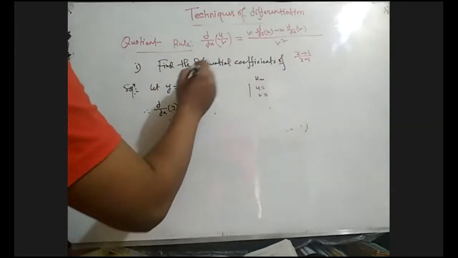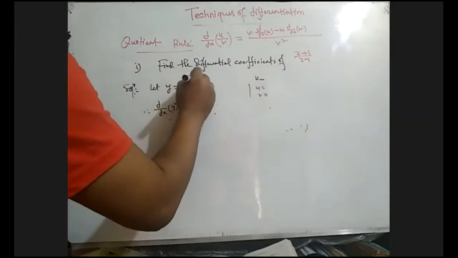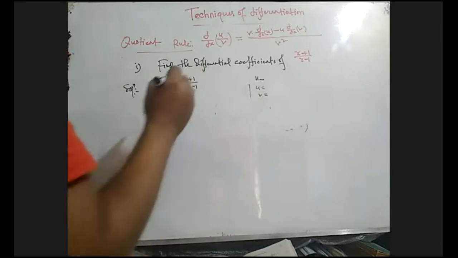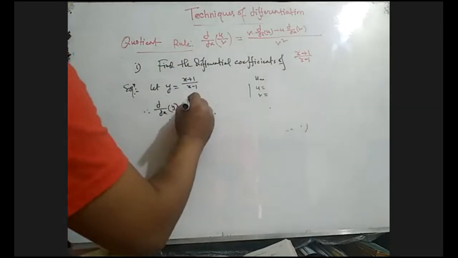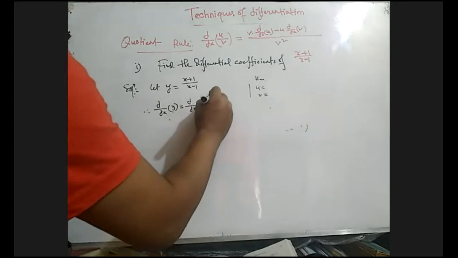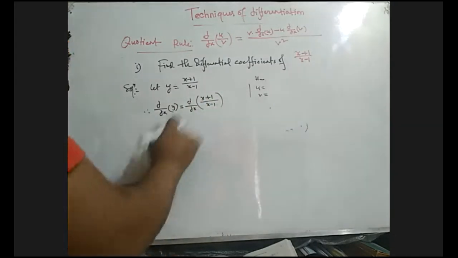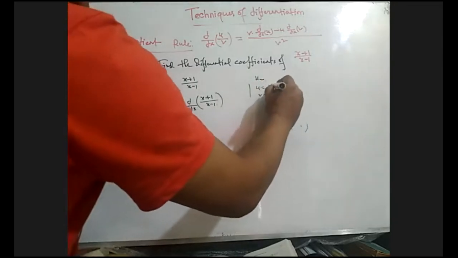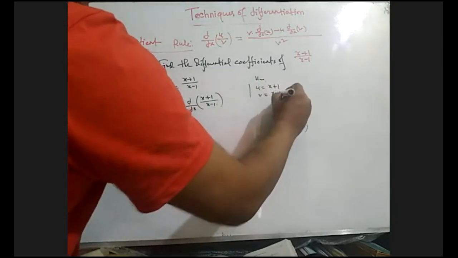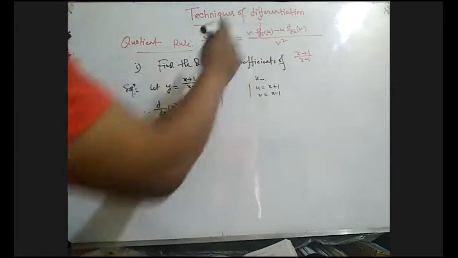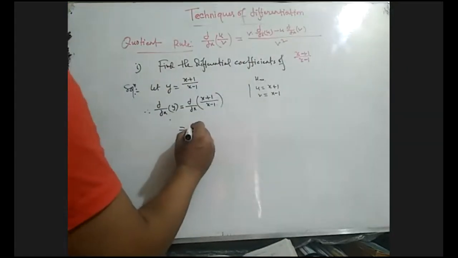So how can we find these derivatives? Let y equal to what will be? (x plus 1) divided by (x minus 1). So taking d/dx on both sides, we can write d/dx of (x plus 1) divided by (x minus 1). So the u by v rule. Here u equals x plus 1 and v equals x minus 1. So using this quotient rule, how can we write?